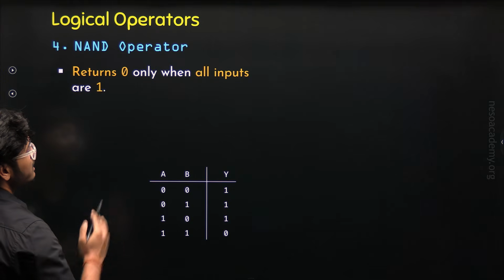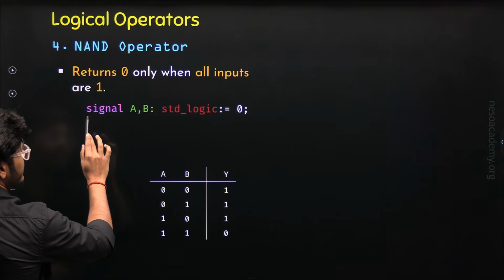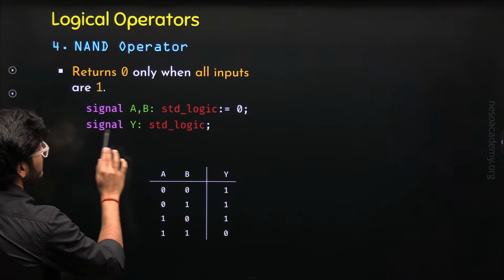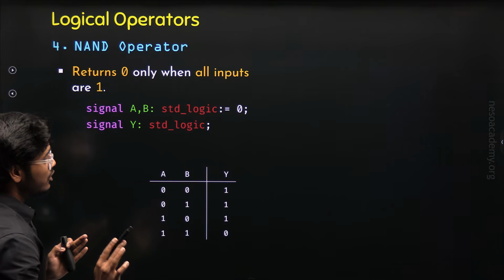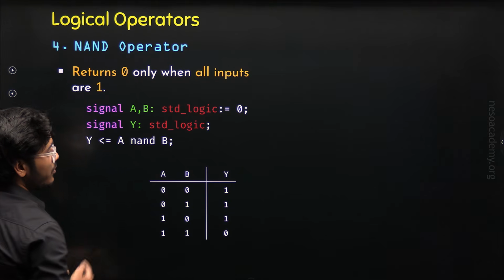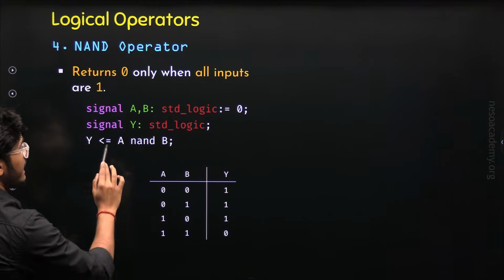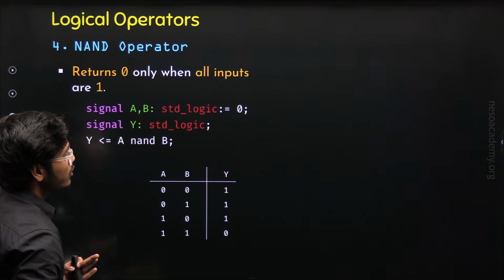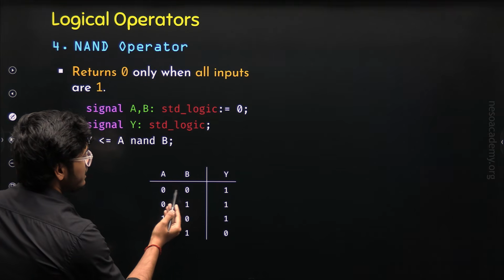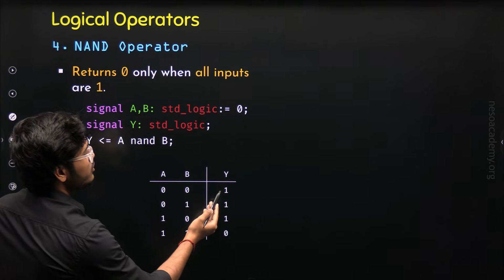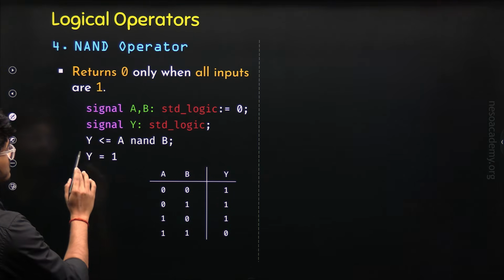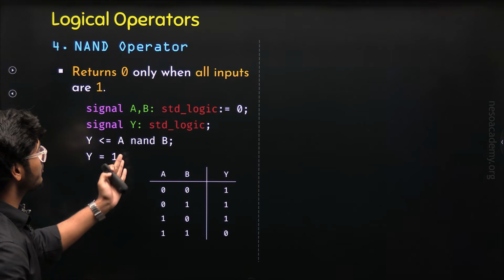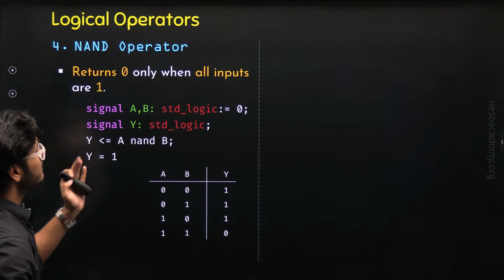Now let's see how to use NAND operator. For that, I am creating two signals A and B with standard logic 0. Signal Y with standard logic will store the output for A NAND B operation. And here I am assigning A NAND B and storing the result inside this signal Y. Now both A and B are logic 0. In this case, output will be 1. So the signal Y will have the value 1. So I hope it is clear how to use NAND operator inside VHDL.